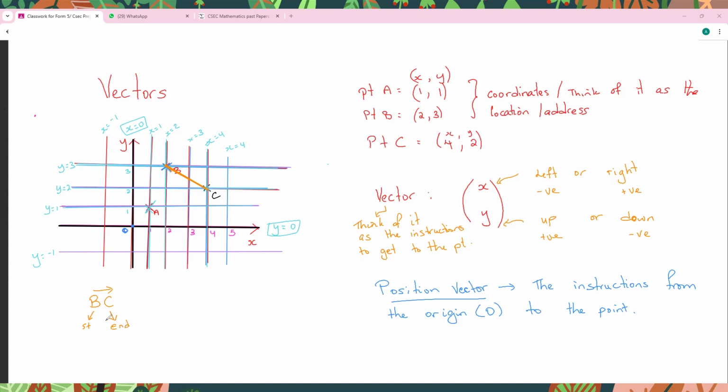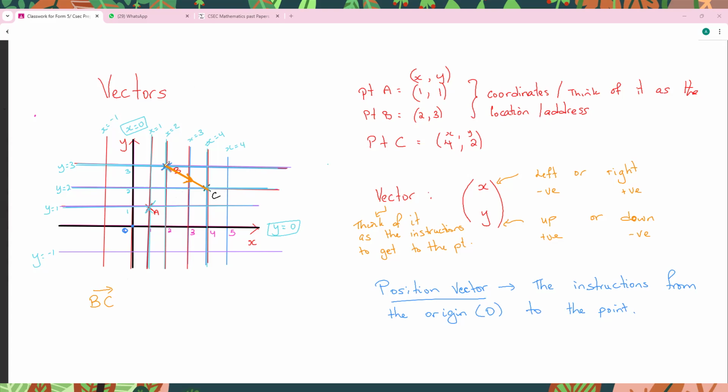Right, so the first letter, when it's written like this, is telling me where you're starting from and where you're going. So that simply means it gives you the direction, right? Because remember, a vector tells you the direction as well as the magnitude, meaning how much to move. So it's telling me I want to move from B to C. So these arrows show the direction in which you're moving.